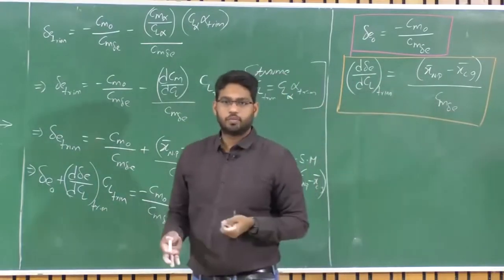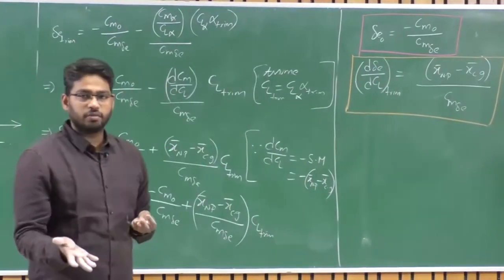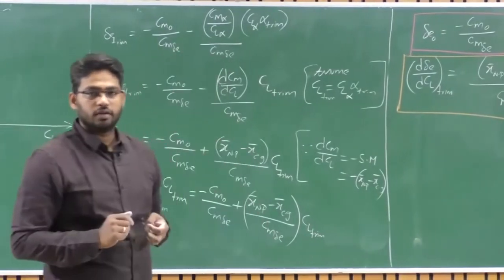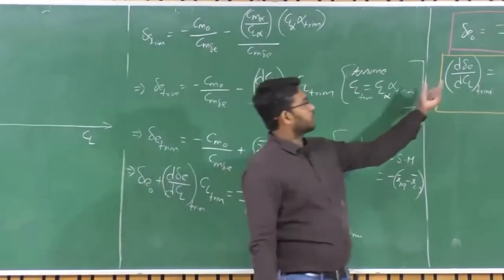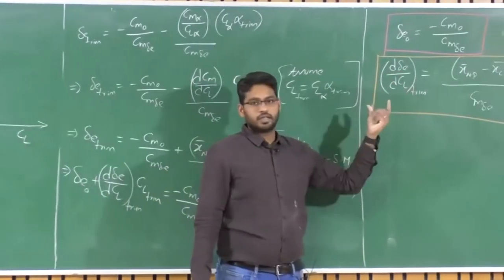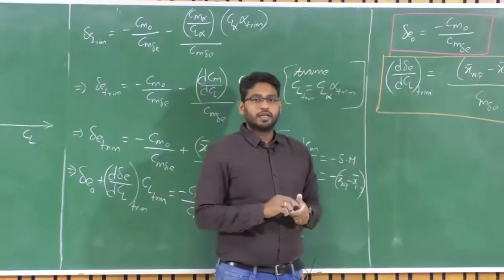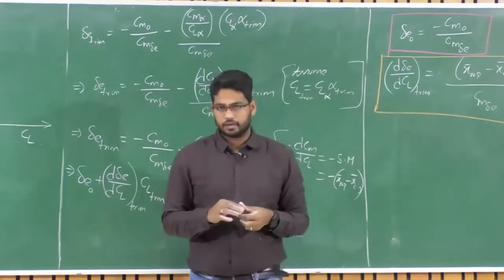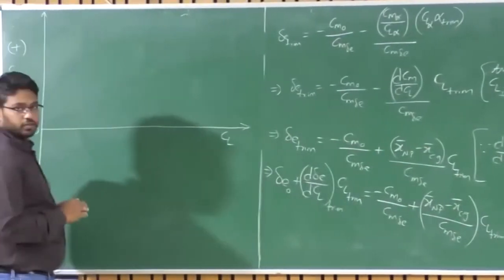So when there is a positive or downward deflection in the elevator, the CL trim that results is negative or decreased. Or when there is a positive increase in delta E, there is a decrease in CL trim. Or say when you have to decrease your CL trim, you have to increase that delta E or deflect your elevator downwards. Okay. So that means the slope is negative for this plot.